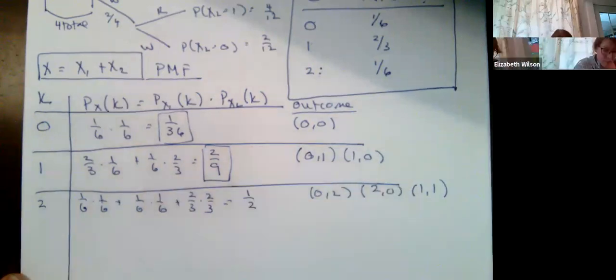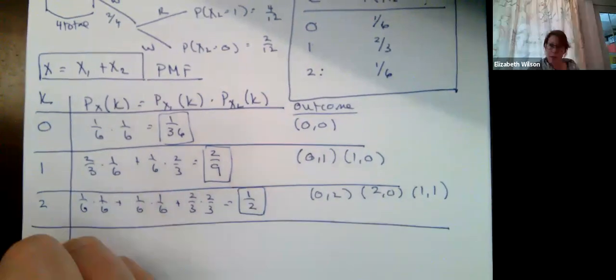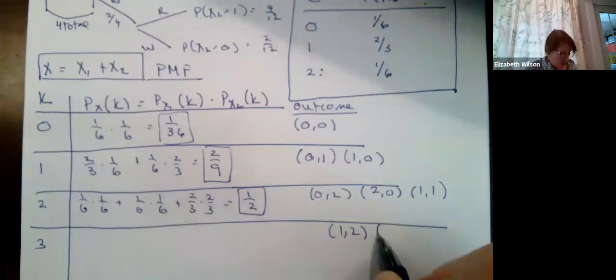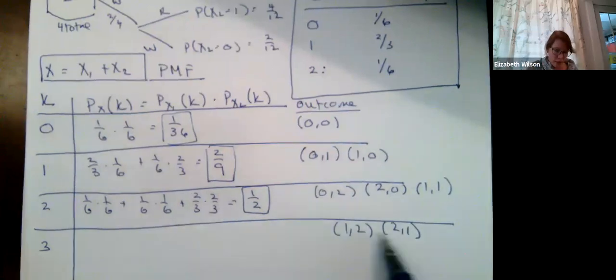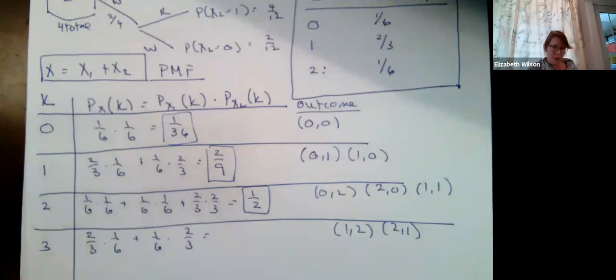That was my probability for when k is equal to 2. K equal to 3 can happen if I sum up 1 and 2 and 2 and 1, in terms of my x1 and x2 values. So I'm going to multiply these out and add up these possibles. So 2/3 times 1/6 plus 1/6 times 2/3. Multiply and add, find common denominators, and I'm going to get 2/9 as my probability for when our random variable x is equal to 3.